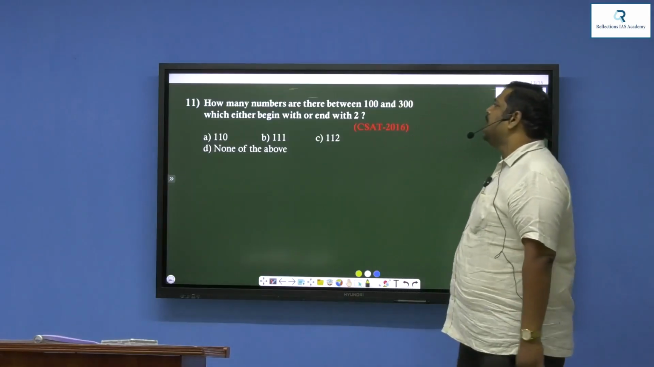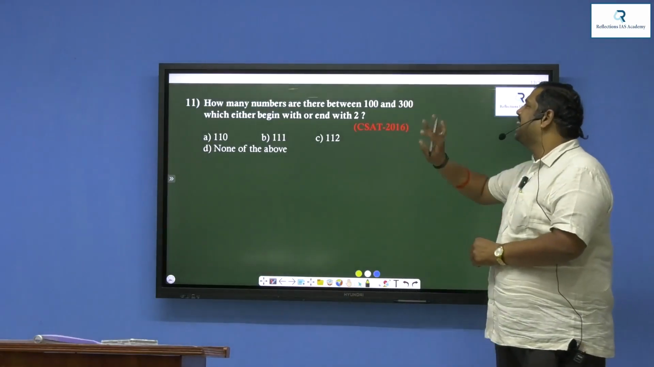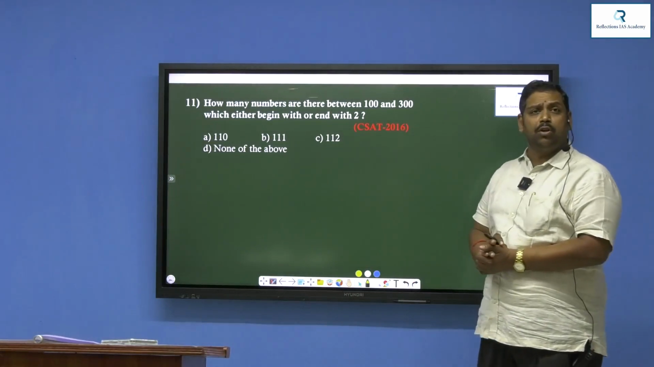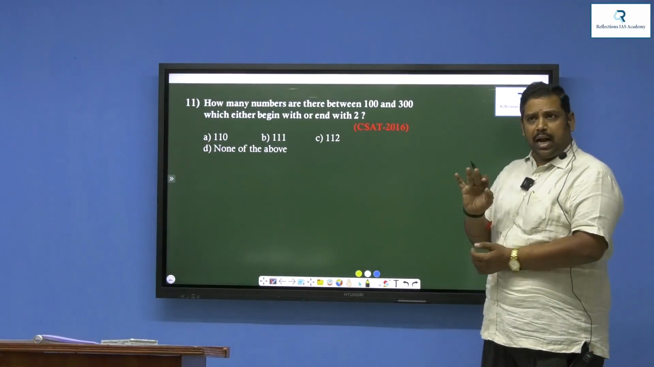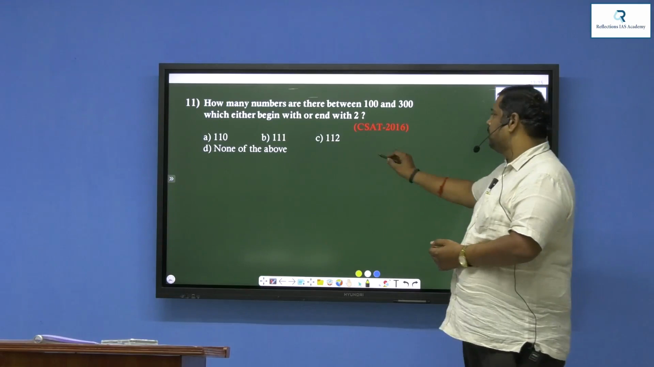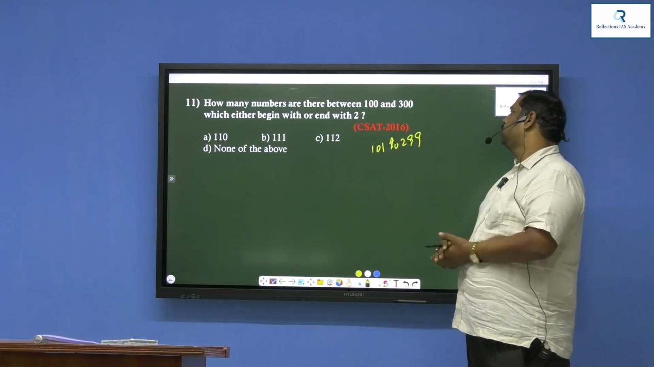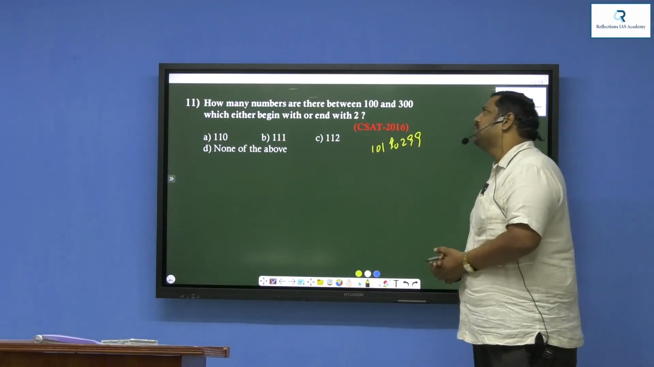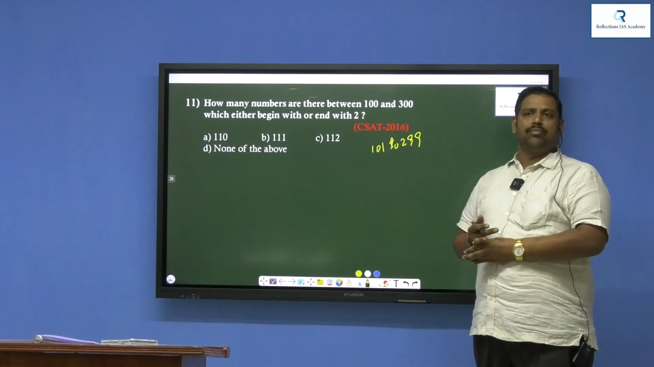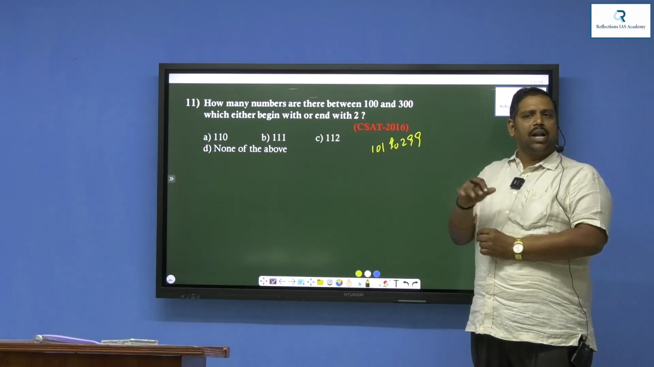Get to the next one. How many numbers are there between 100 and 300? First, observe that 100 is not there, 300 is not there. It starts at 101 and goes up to 299, which either begin with 2 or end with 2.